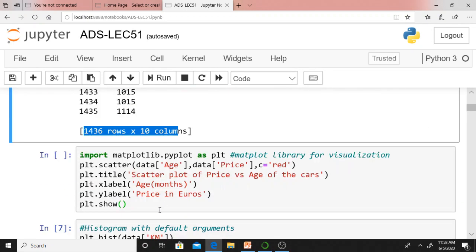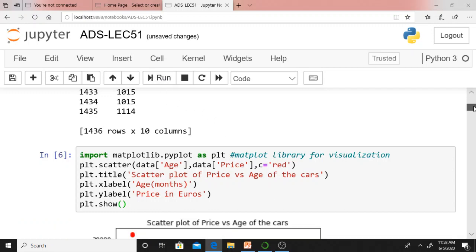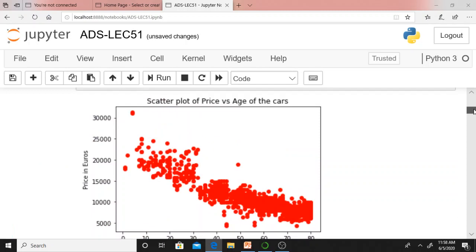Now what am I doing here? Just see, import matplotlib.pyplot. This we know. plt.scatter data age, data price, c equal to red. c means color equal to red. I am plotting a scatter plot between column age and column price of the data frame. This is the title, this is the x label, this is the y label. If I say plt.show, that particular scatter plot will be displayed.